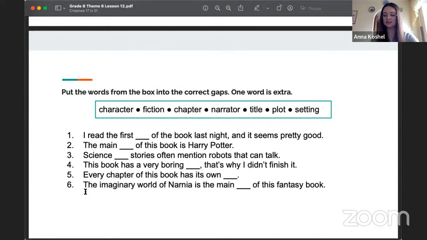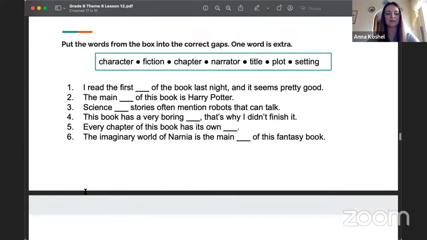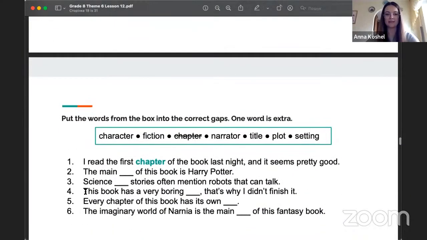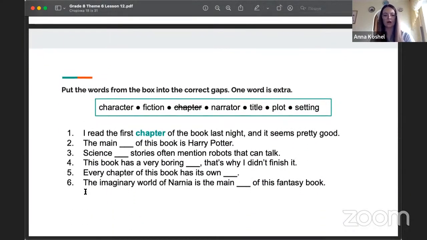So number 1 is very good. I can see the correct answers already. Good. Yeah, I read the first chapter. Like I read the first part, small part of the book. Good. Very nice. Okay.